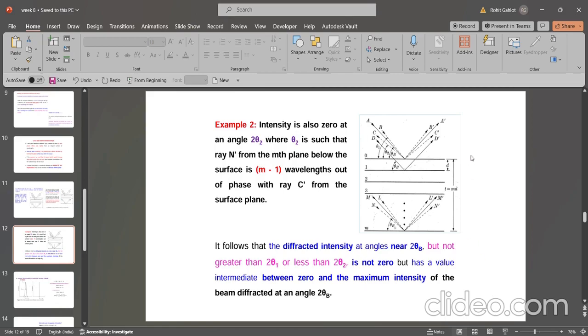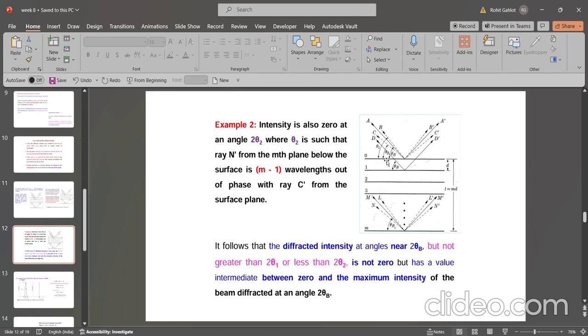As seen here, this is the thickness of the material, t, which is m times d, the interplanar distance. This is the incident beam B at the exact Bragg angle, and these are the other incident beams, B and C, at angles slightly more or less than the Bragg angle, and then these are the scattered beams. So the intensity will also be 0 at an angle of 2 theta 2.